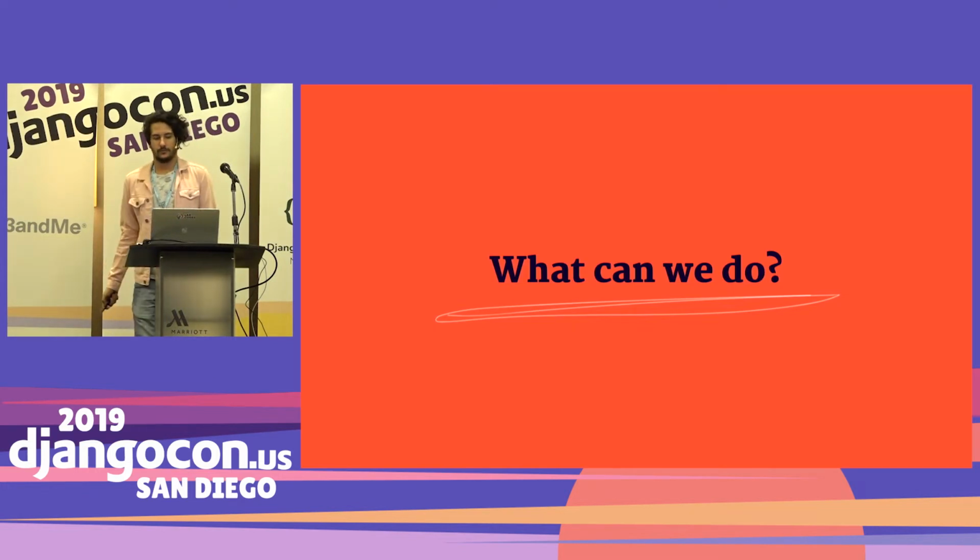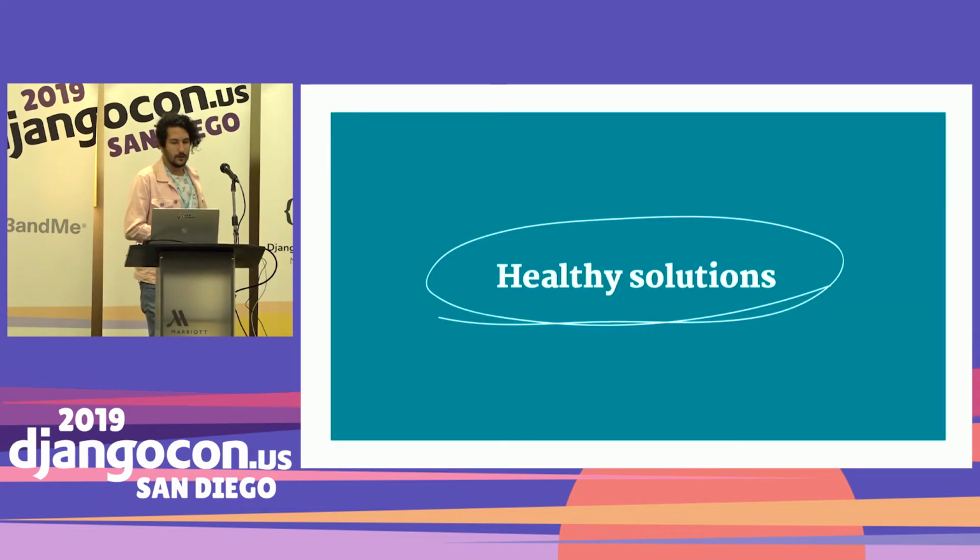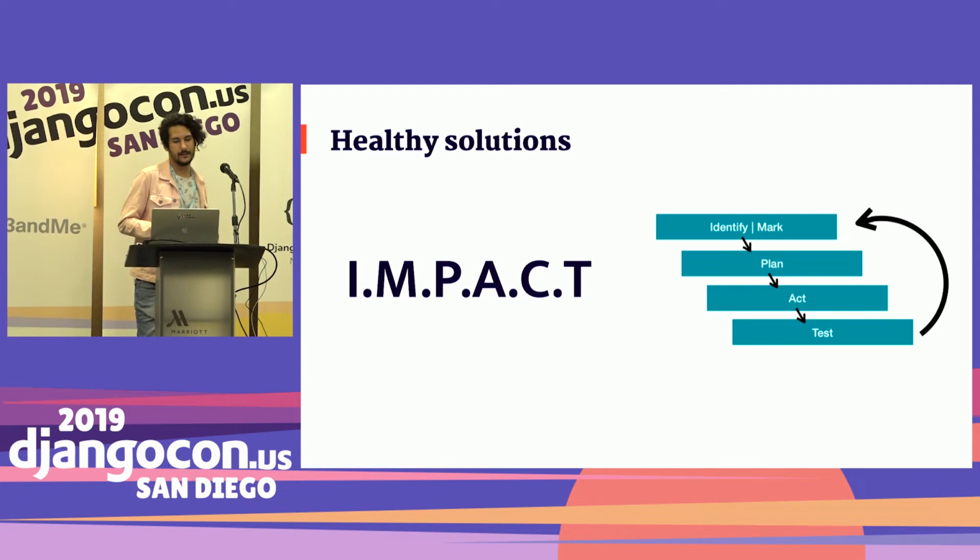Okay, what can we do? However, those are solutions that most people use. We can think of better solutions. So what options are those? Based on everything we've seen, we need to come up with feasible solutions for dealing with technical debt. The approach is a process to identify, mark, plan, act, and test on technical debt problems.